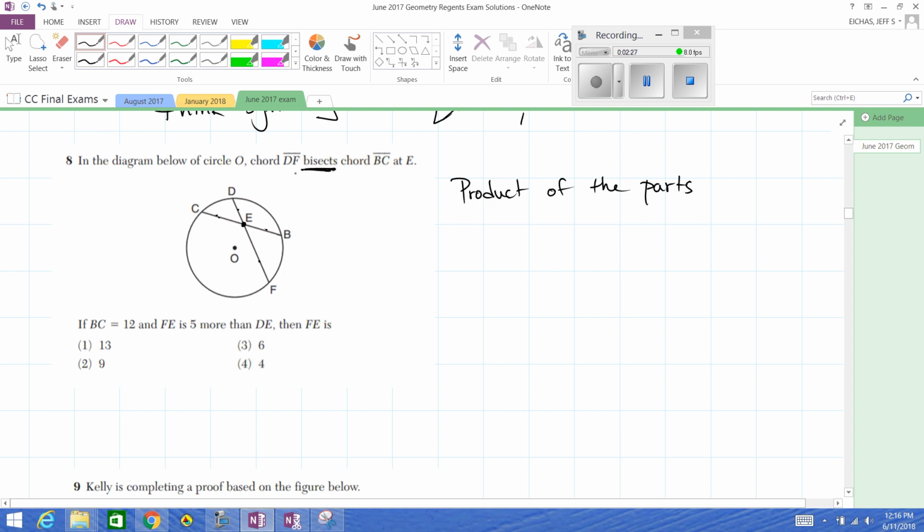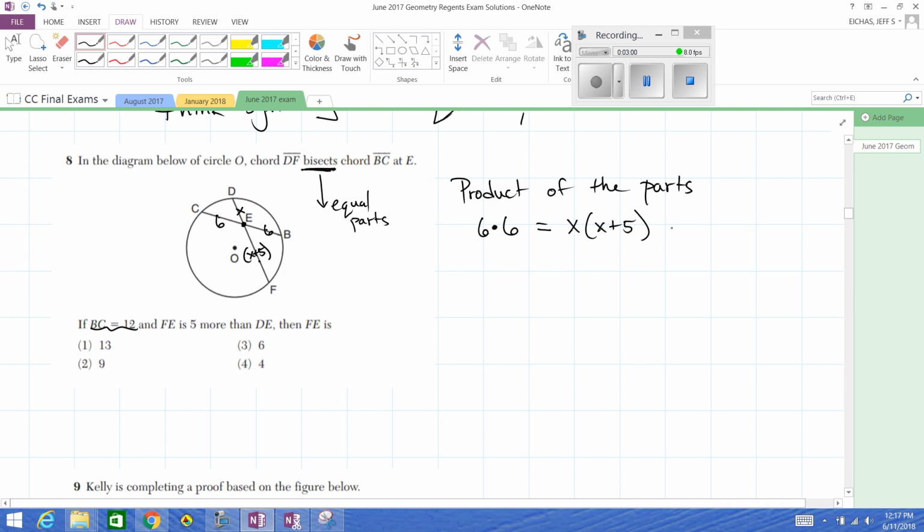So right now DF bisects chord BC, and if BC is 12, bisect means equal parts. So we're going to take the 12 and turn it into 6 and 6. So that chord, the product of the parts of that chord is 6 times 6. Now FE is 5 more than DE. Well, I don't know what DE is, so call it X, and then EF will be 5 more. X times X plus 5.